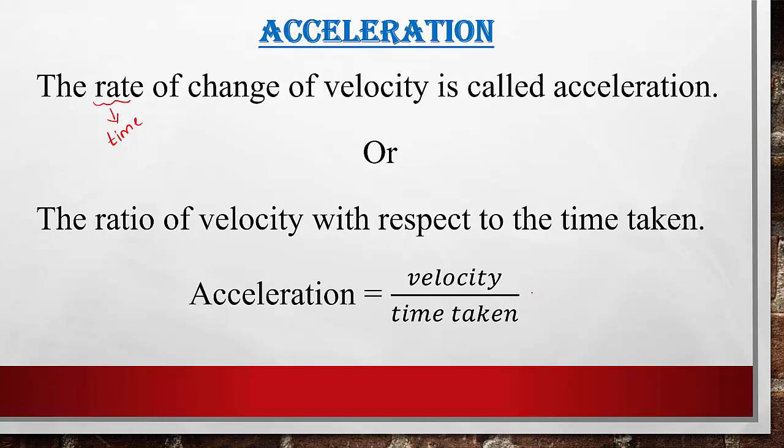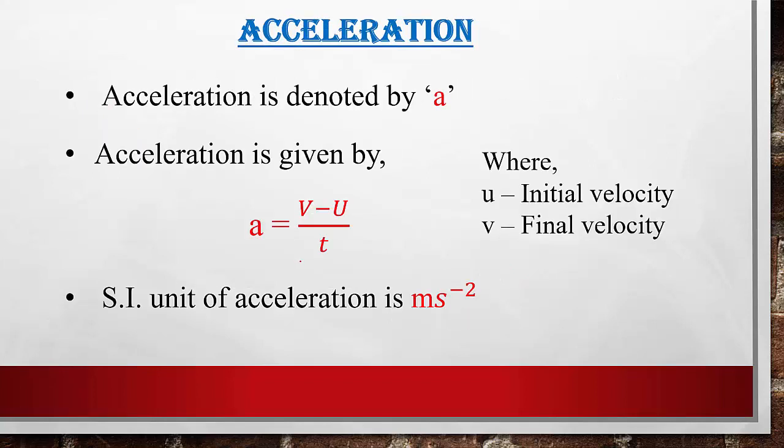So in simple terms, we can say that we are comparing velocity with respect to time. When we compare velocity with respect to time, that gives acceleration. So what is acceleration? The rate of change of velocity is called acceleration, or we can define it as the ratio of velocity with respect to the time taken. And acceleration is denoted by the symbol A.